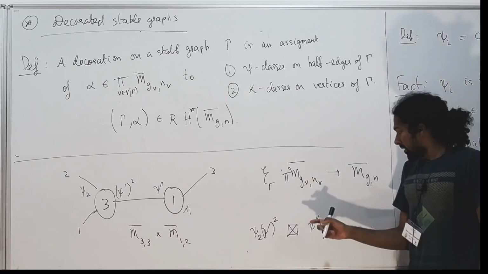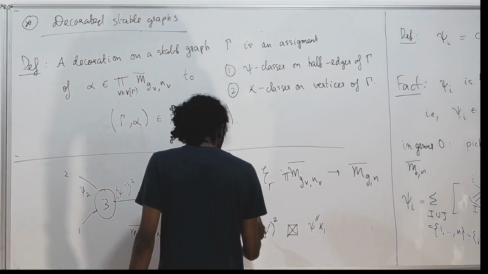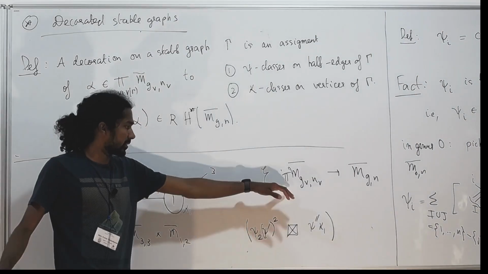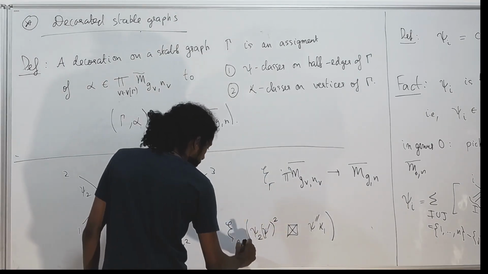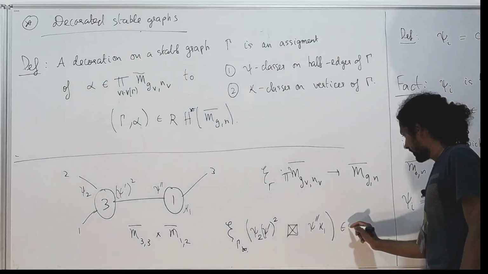Now I'm viewing this as an element in the cohomology ring here, and then I push them forward. This gives you a class in the cohomology.